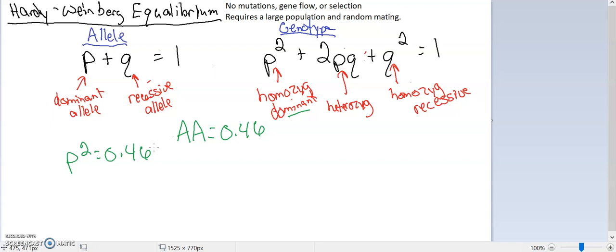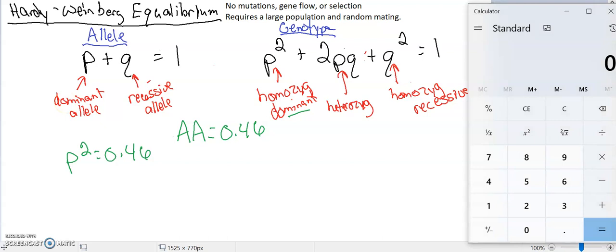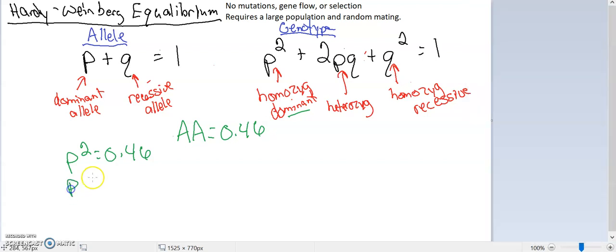Remember, the p in p squared is the same p as for our dominant allele, but we need to get rid of the squared part. If you remember your algebra, if you want to get rid of a square, you must take the square root. Your trusty dusty calculator will have a square root button on it. So if we want to find p, we have to take the square root of p squared. In this case, we need to take the square root of 0.46.